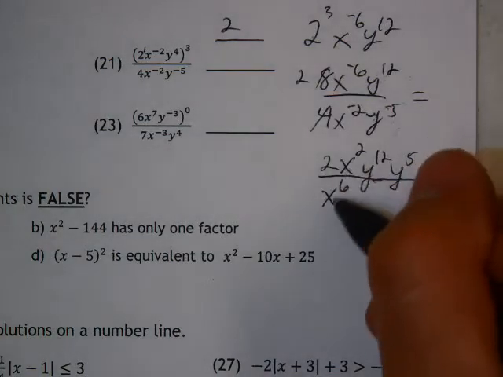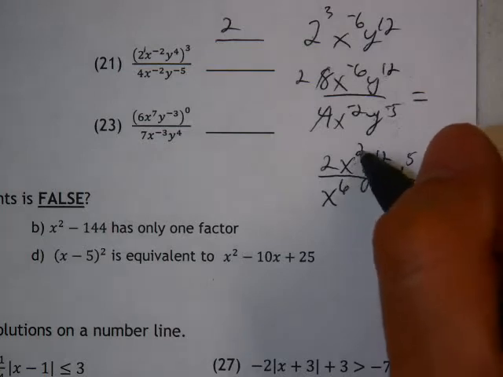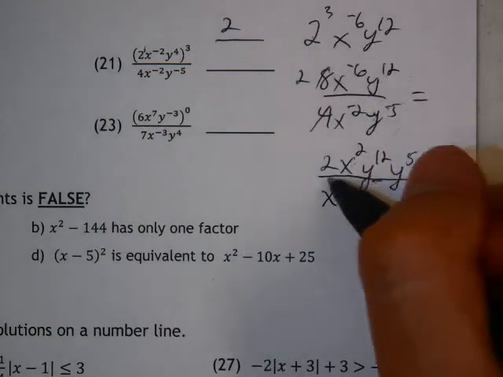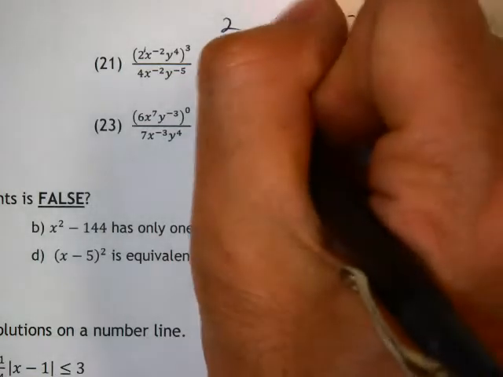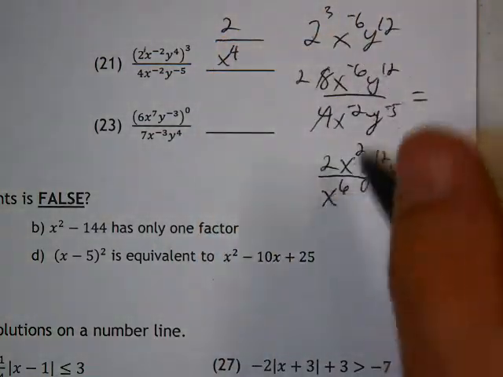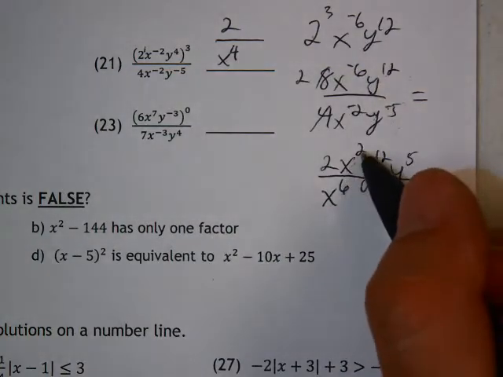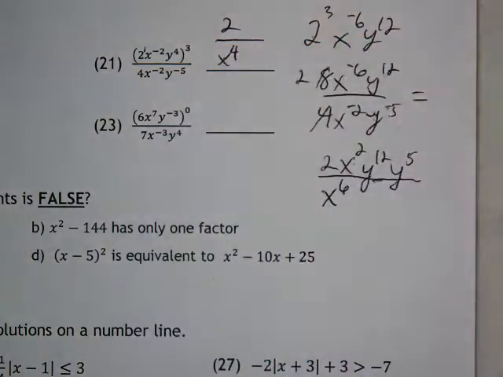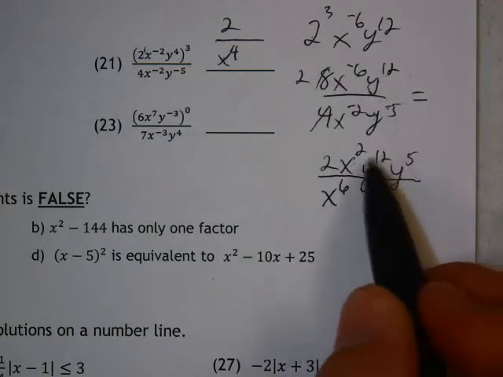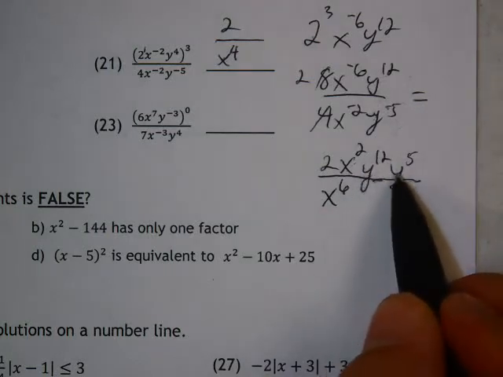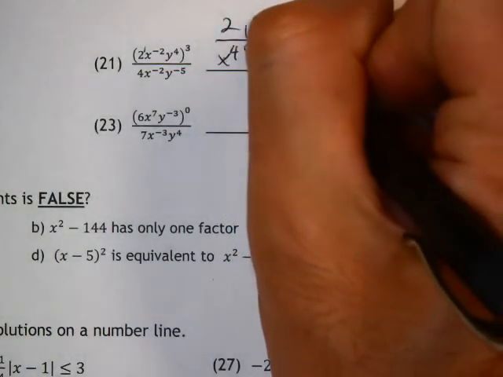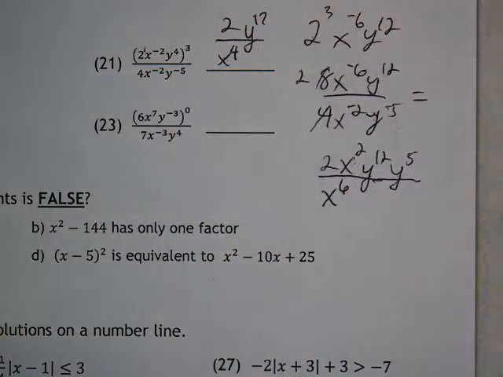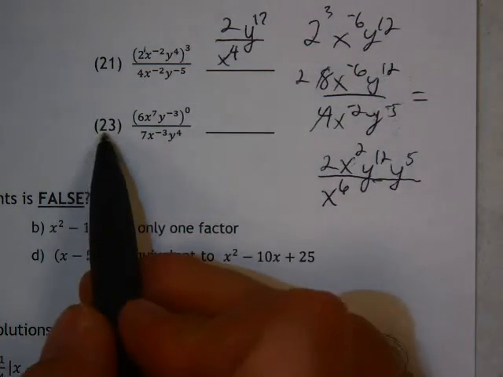Now we think about our x's. We have 6 on the bottom, 2 on the top. When you have the fraction, you're subtracting exponents. 6 minus 2 is 4. And since there's more of the x's on the bottom, it stays on the bottom. The 6 is higher than the 2, so that x to the 4th remains on the bottom of the fraction. Then on top, the y to the 12th and y to the 5th, we're multiplying these, which means we're adding 12 and 5. So that y will stay on the top as y to the 17th. So there's number 21.